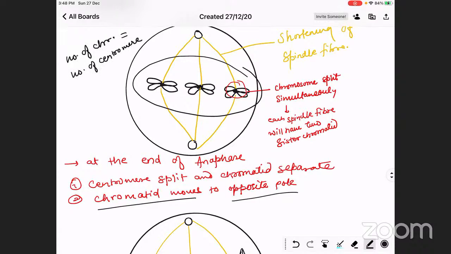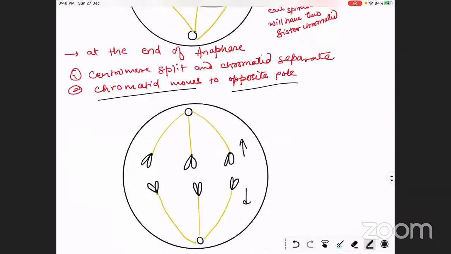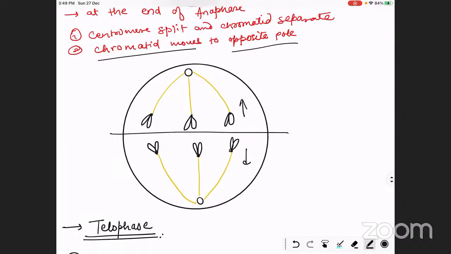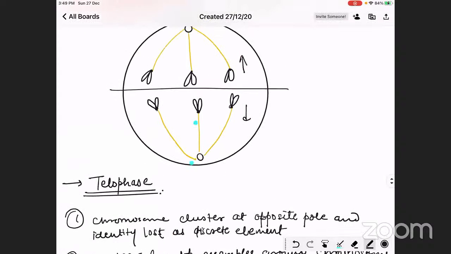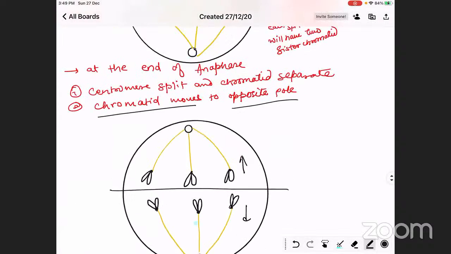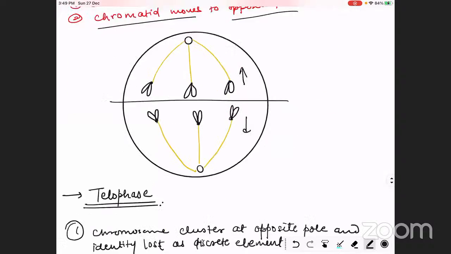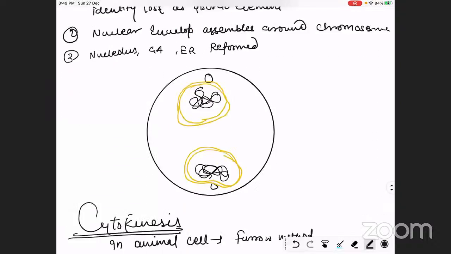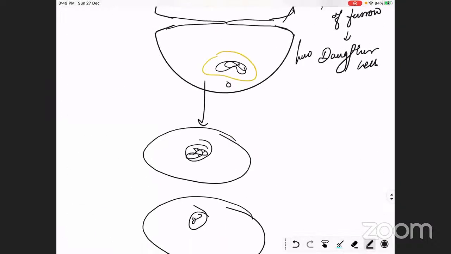Okay. So 1, 2, 3 centromeres, 3 chromosomes. See again here, 1, 2, 3 chromosomes for 3 centromeres. This is 3 chromosomes in this cell, 3 chromosomes in this cell. So the number of chromosomes in the parent cell and in the daughter cell is the same due to mitosis. Okay. So that is about mitosis.